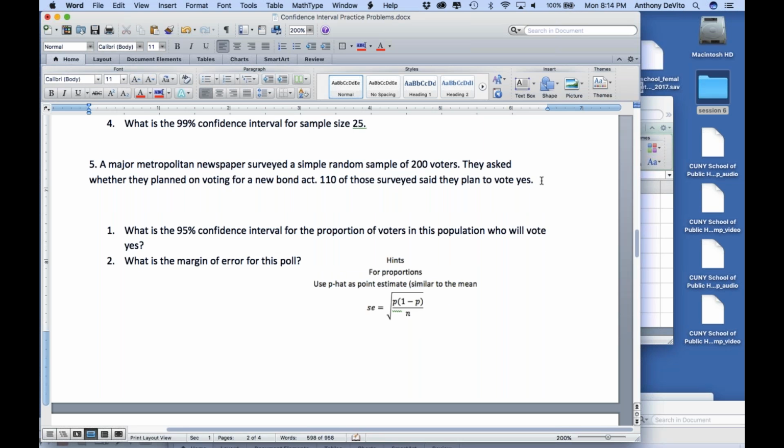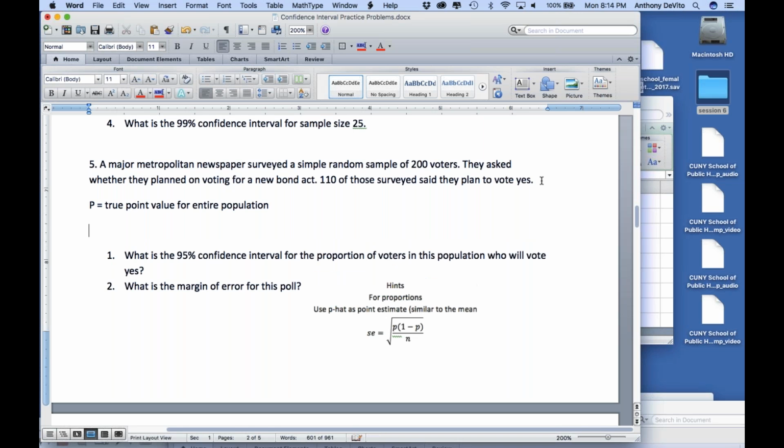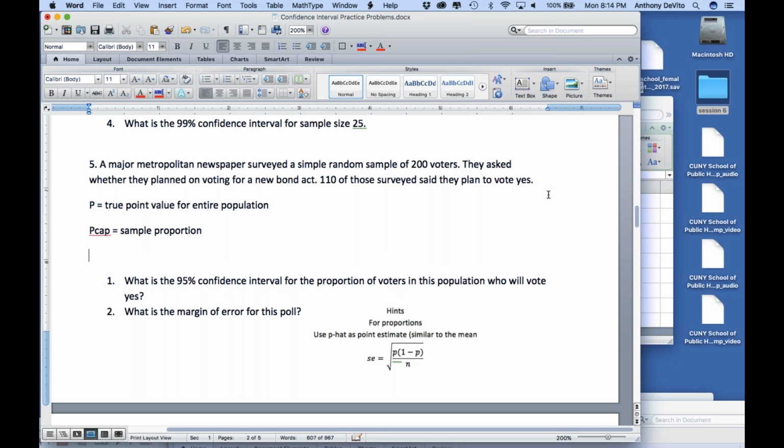Okay, now I am going to call P the true proportion, the true point value for the entire population. I'm going to call P cap, I could draw this, but you know what I mean, P cap. It's got a P with a funny little cap on it, right? P cap is my sample proportion.